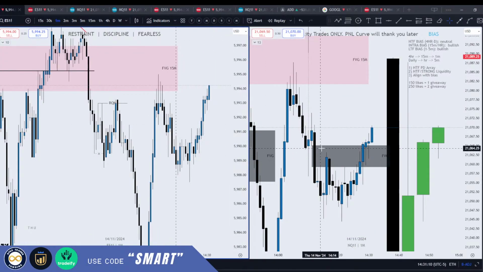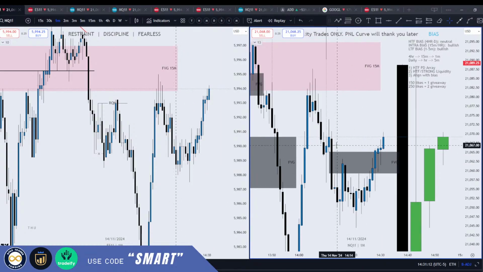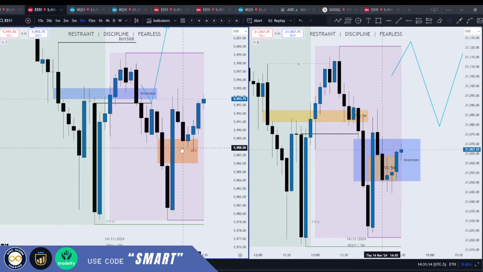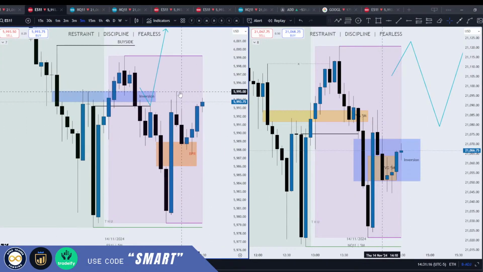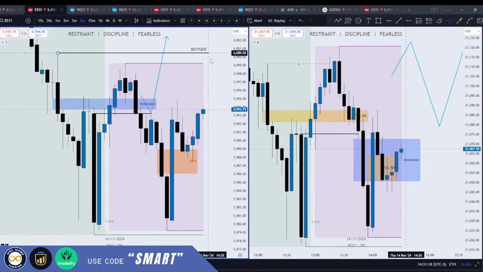Dude, Powell's about to make this go crazy up. It's looking like it's about to build, and it's a 5-minute BPR. Well, let's go for this high, and then we can eventually go for the 6,000 here. Do you trade after Powell? I'm gonna see if there's opportunities.